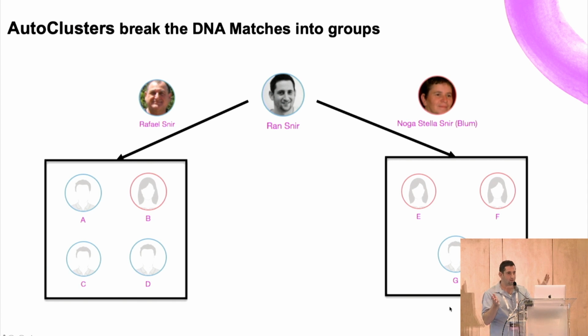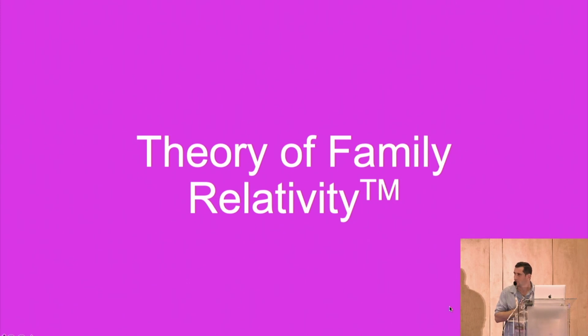What it does is that it gets you a nice report and a table that you can work with to separate your matches and see who's related to who and find common ancestors, looking at it in a group view and not one by one as we did up till now. All right. So that's what we had up until we released Theory of Family Relativity.